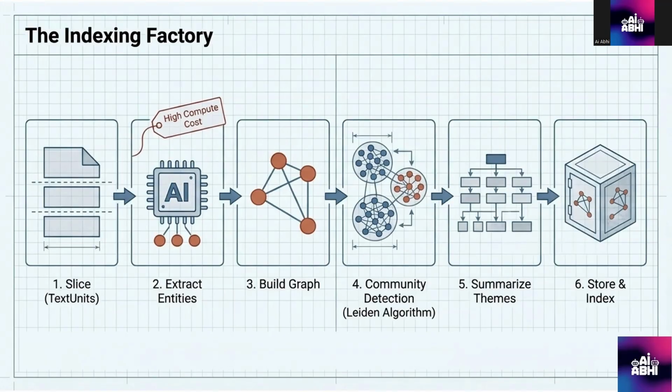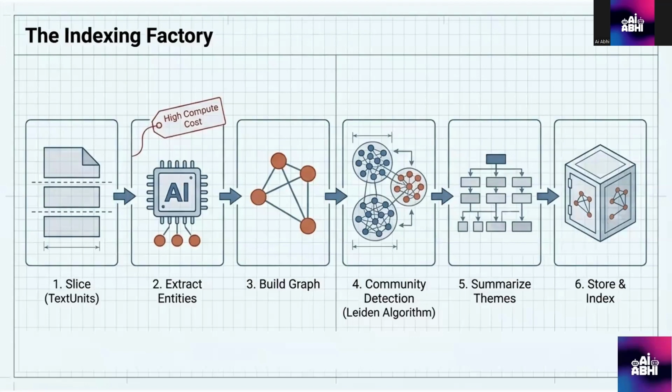Step three is building the graph. All entities and relationships are merged into a single knowledge graph. Step four is community detection. The Leiden algorithm groups tightly connected entities into communities, a cluster of related concepts. Step five is summarize. An LLM generates a summary of each community at multiple hierarchical levels. Step six is index. Both the graph and the embeddings are stored for query time.